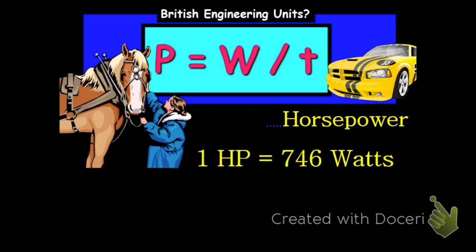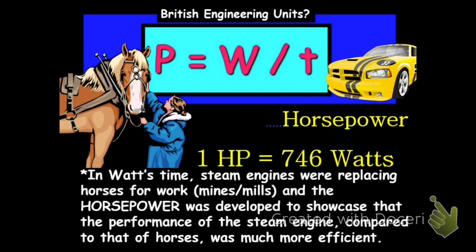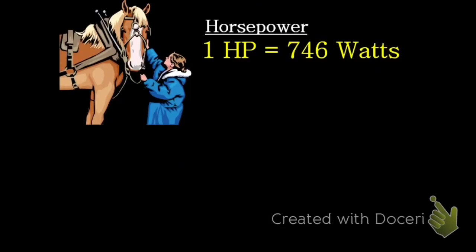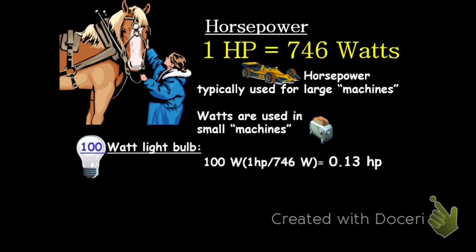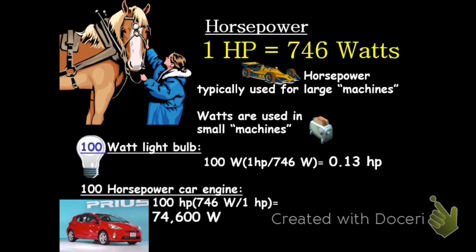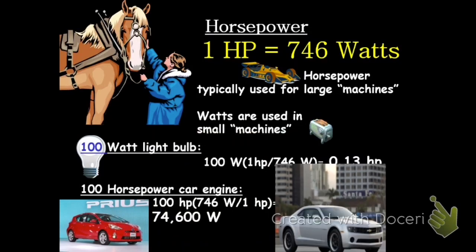Now, in British engineering, we tend to use a horsepower, which is equal to 746 watts. Because Watt's steam engines were replacing horses, horsepower was developed as a way to compare these modern engines to the work done by horses in the past. So typically, horsepower is going to be used for larger machines, whereas watts for smaller things. So you might talk about a 100-watt light bulb, which would only be about 0.13 horsepower, and so that doesn't really make sense. Whereas you might talk about a car engine being 100 horsepower, just because it's such a higher number.